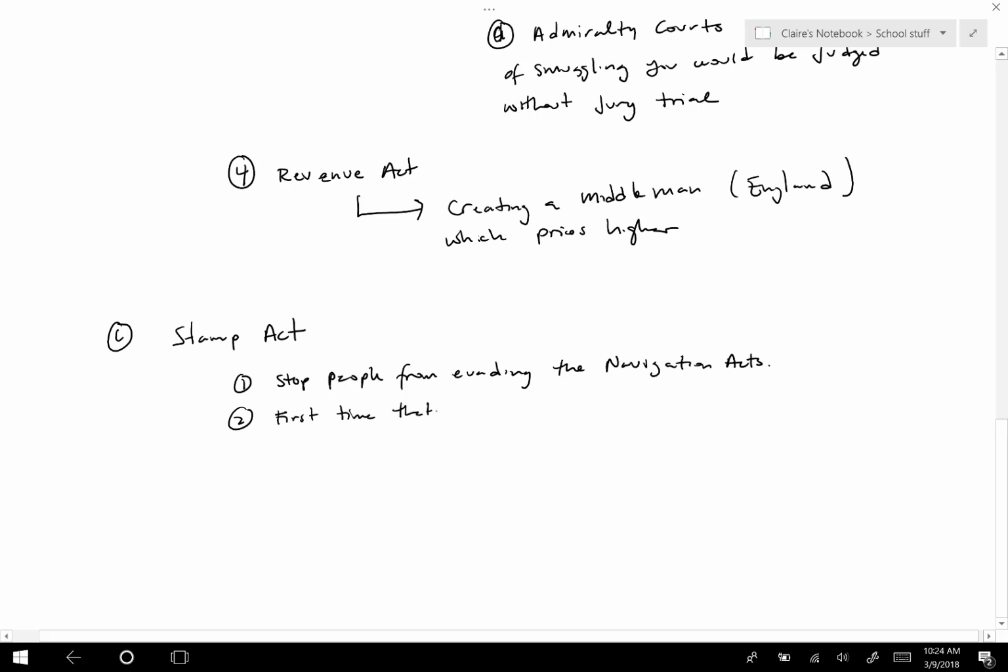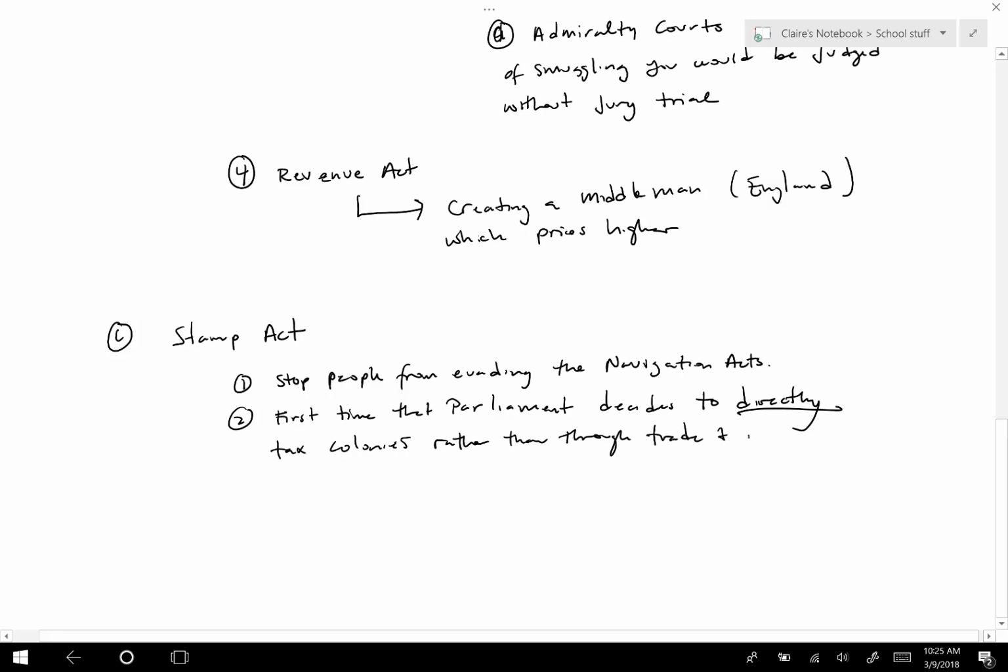And it's the first time that Parliament decides to directly tax the colonies rather than through trade and regulation. Right? This is going to be a tax that they add, and directly is important.